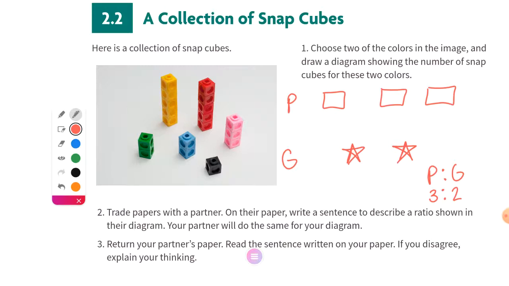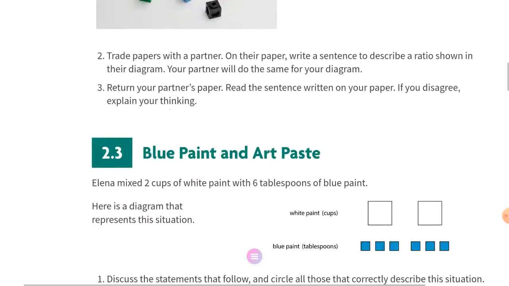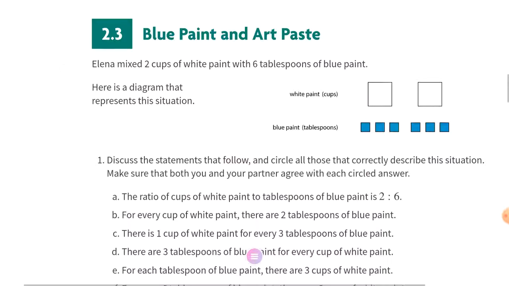And again, a lot of times they will give us just this picture, but sometimes they will give us a diagram that looks something like this, and we have to pull a ratio from it. Go down to the bottom, 2.3. Blue paint and art paste. A lot of times with ratios, we can make equivalent quantities, so they refer to paint a lot.